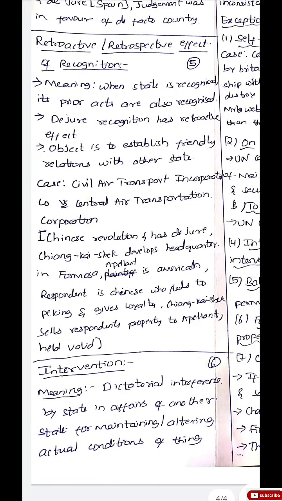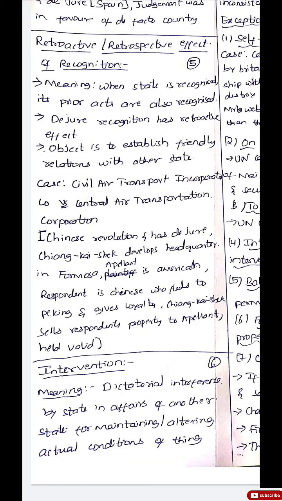The next is the retroactive or retrospective effect of recognition. What is a retroactive effect of recognition? It means that when a state is recognized, its prior acts are also recognized. When a new state acquires recognition, whatever prior legislative and executive acts it has done will also be recognized. Only de jure recognition has retroactive effect. The object is to establish friendly relations with other states. So why do they validate previous acts? It is to establish friendly relations with the newly recognized state.